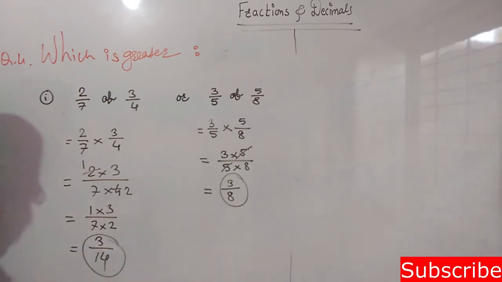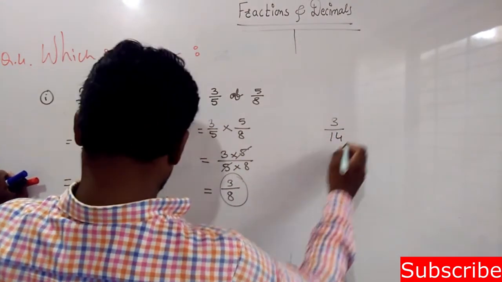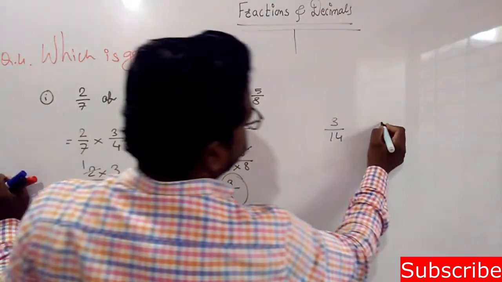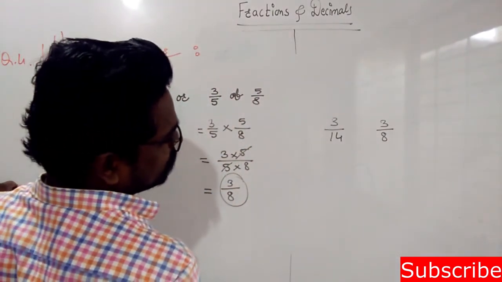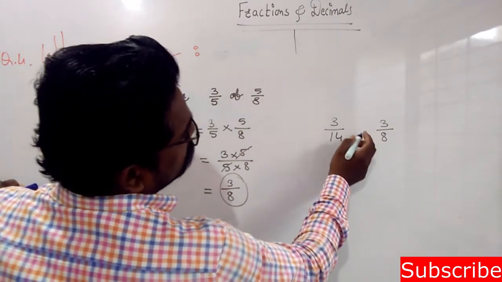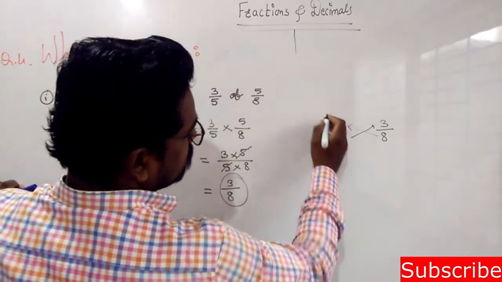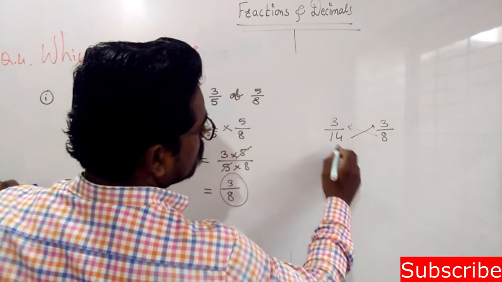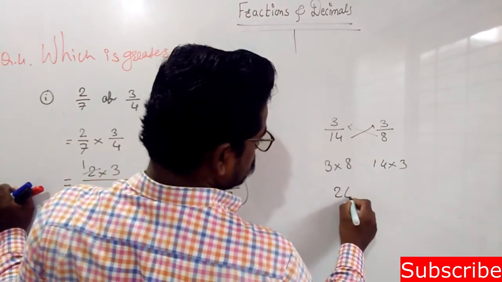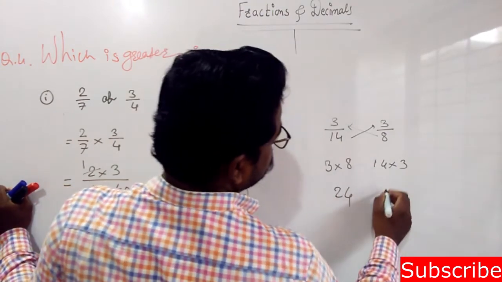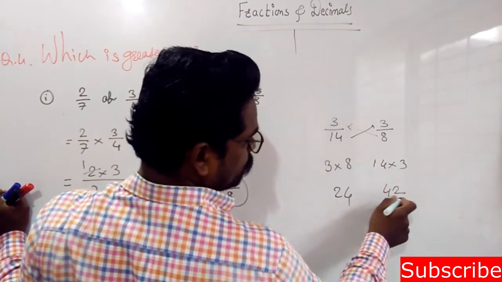So for that purpose, what we need to do, 3 by 14 and 3 by 8 is there. We need to compare them. For that, we will do cross multiplication. So 3 into 8 and 14 into 3. 3 8s are 24. 14 3s are 42. Fine, no problem. Which one is greater, 24 or 42?